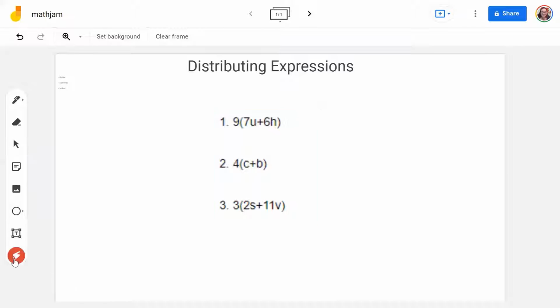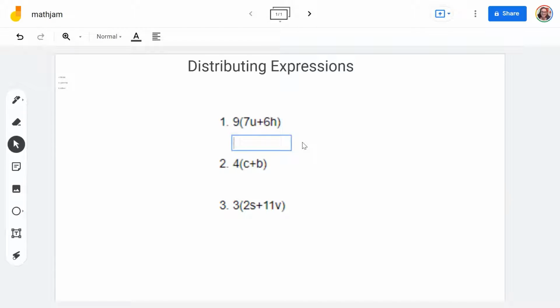All right, so here's our first one. It says 9 times (7u plus 6h). Now, when we're using a distributive property, what we're going to be doing is multiplying the 9 times the 7u, and then the 9 times the 6h. So we are going to be distributing that number 9 all the way across. Okay, so let's see what that'll look like.